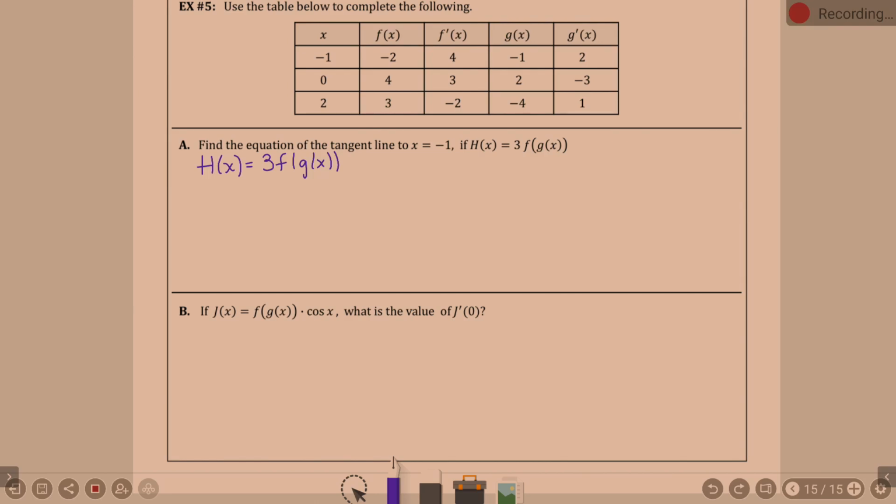Now, again, before you plug in the -1, start with h prime of x. Okay. 3 times f of g of x. What's the derivative here?